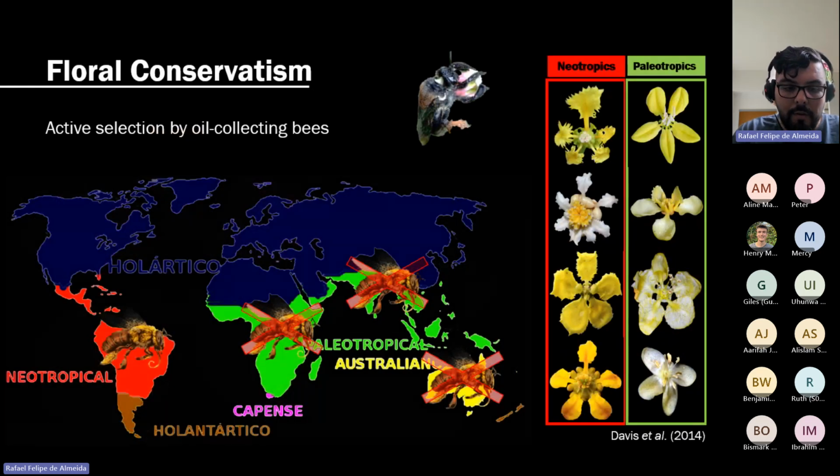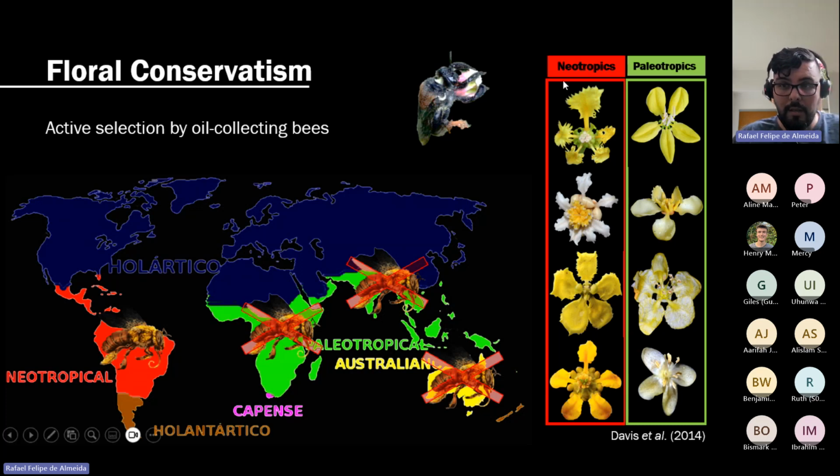Another very interesting thing about the Malpighiaceae is that they have a very striking floral conservatism. What do I mean by that? I mean that most of all neotropic genera of Malpighiaceae have kind of the same floral morphology. What do I mean by that?